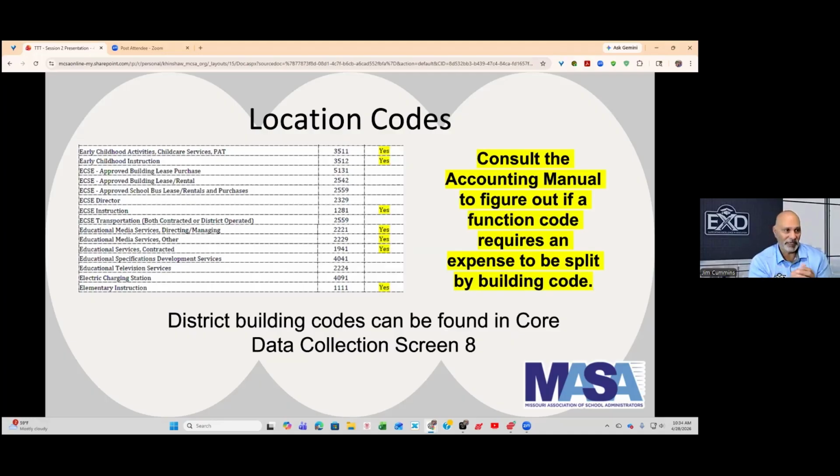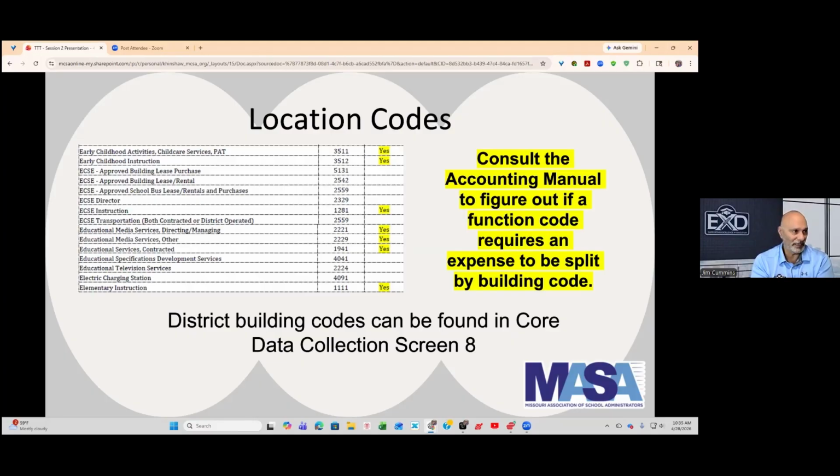So the important thing about location codes is, I don't know, 5, 8 years ago, they made it mandatory to start splitting expenditures so that they could start seeing what the per pupil expenditure amount was in buildings across a district. So they could look to see if Smith and Jones Elementary were getting approximately the same per pupil expenditures.